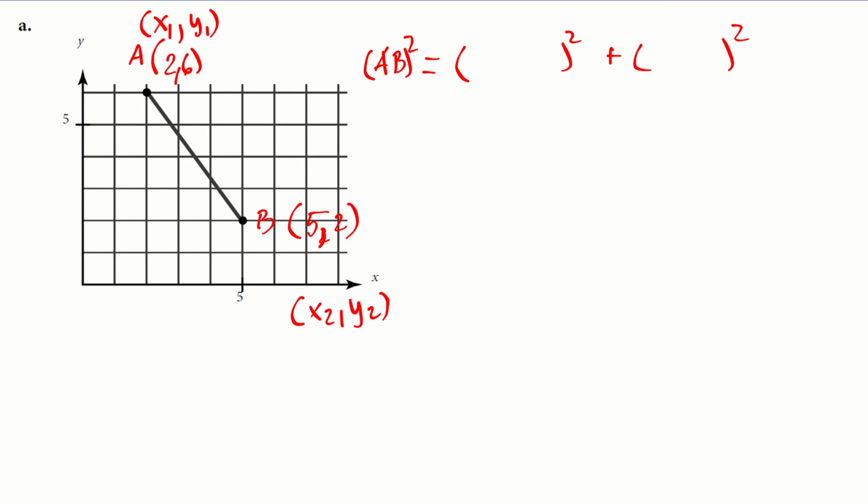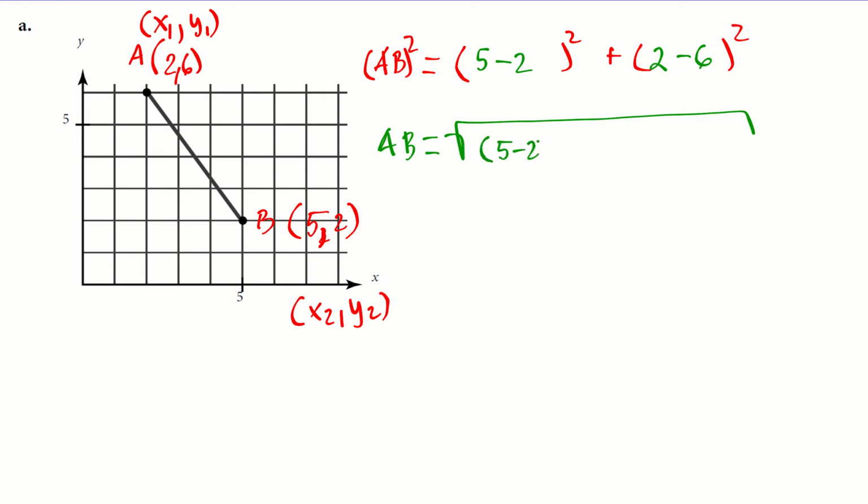All right, so x sub 2 minus x sub 1. X sub 2 we have 5, and x sub 1 is 2. Then go to the next one. Y sub 2 is 2, and y sub 1 is 6. So it's 2 minus 6. The next thing our formula said is to take the square root of both sides, so we'll put a radical on the right-hand side. Then we have the square root of the quantity (5 minus 2) squared plus the quantity (2 minus 6) squared. And remember, you want to square before you add.